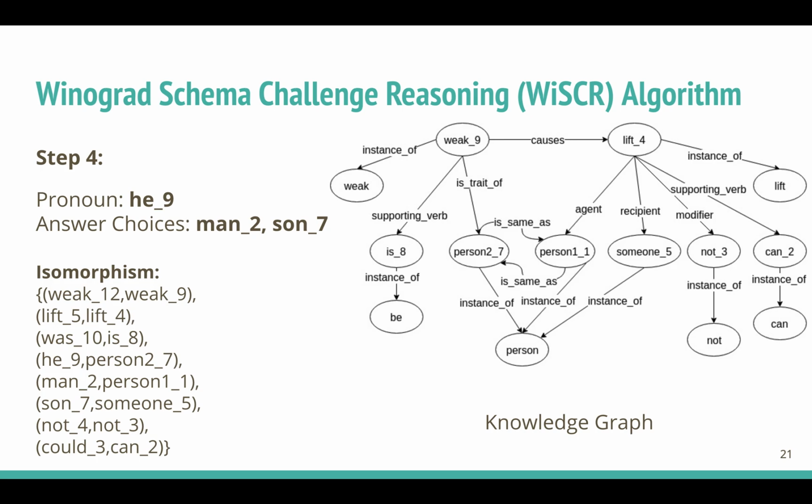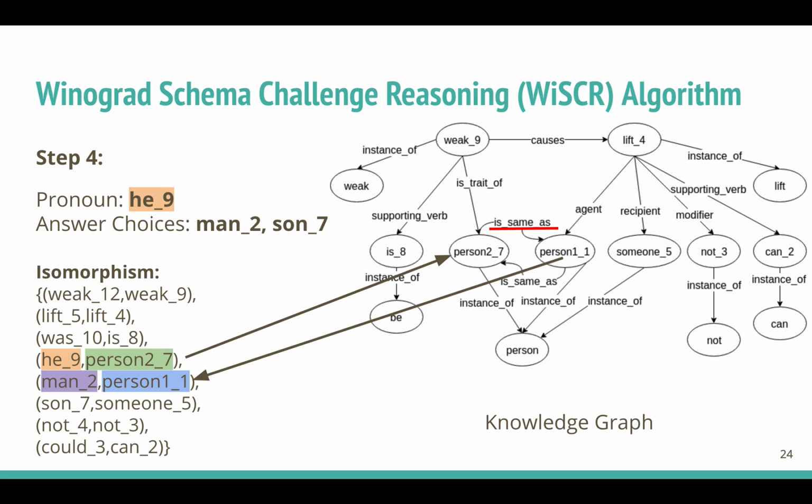Now, in the fourth step, once we have the isomorphism set, and we also know that the pronoun is he underscore 9, we know from the representation of the Winograd schema challenge problem, and we also know that answer choices are man underscore 2 and son underscore 7. Then in this step, we take the knowledge graph and all of this information and perform a sequence of operations. First operation is to identify from isomorphism pairs what node in the knowledge graph corresponds to the pronoun to resolve. In this case, it's person 2 underscore 7. Now the next step is to figure out which node person 2 underscore 7 is same as. Here in this case it's person 1 underscore 1.